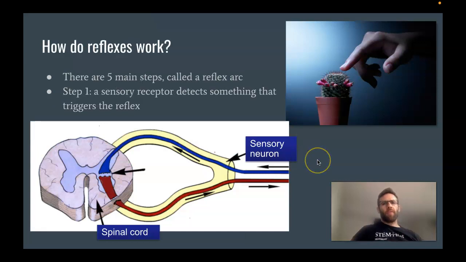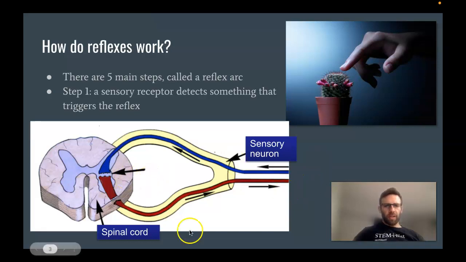So let's talk about how reflexes work. There are five main steps, and these five steps altogether are called a reflex arc. We can imagine maybe someone touches something that is very sharp, and then they quickly pull their hand back, almost without even thinking about it. So step one is a sensory receptor detects something that triggers the reflex.